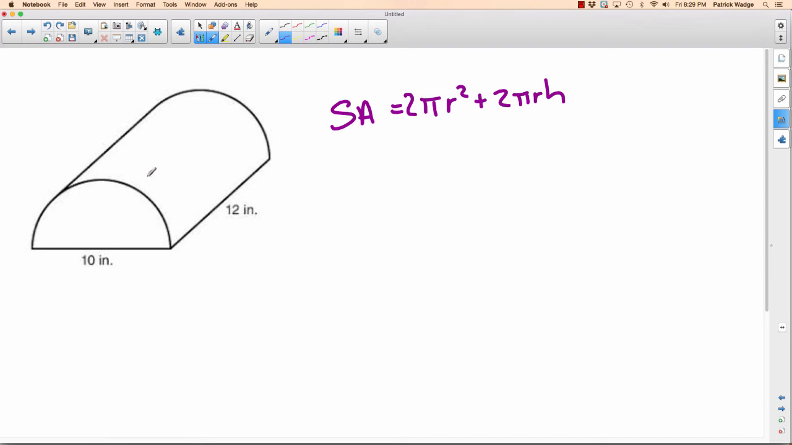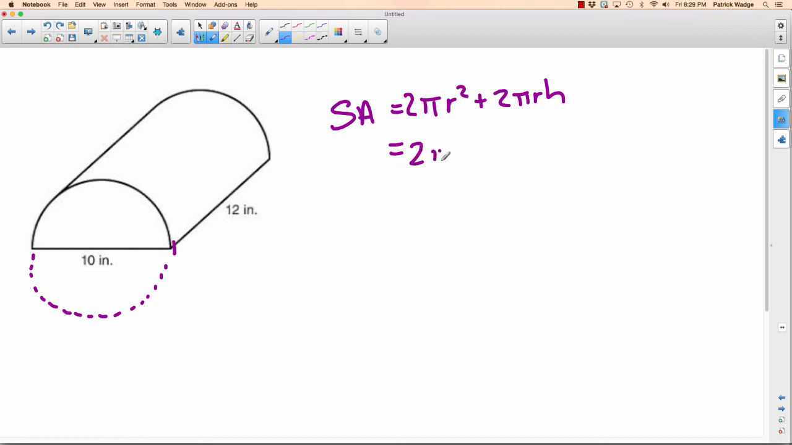If you were doing a volume question for this, what would you do? You'd get the volume of the whole thing, and then since it's only half a cylinder, you just divide it by 2, right? You're going to start by doing the same thing, but you got to do something else at the end. So let's see if we can figure this out. Let's pretend this is an entire cylinder. Imagine it's a whole cylinder, and let's find the surface area of the whole cylinder.